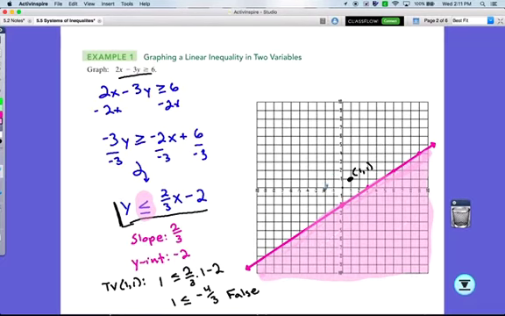Test value always works, in case you're stuck and can't figure out. But if we have lines, less than means shade below, greater than means shade above. Less than below, greater than above. The only time that doesn't work is if you have a vertical line, which we're probably going to see here in a second.